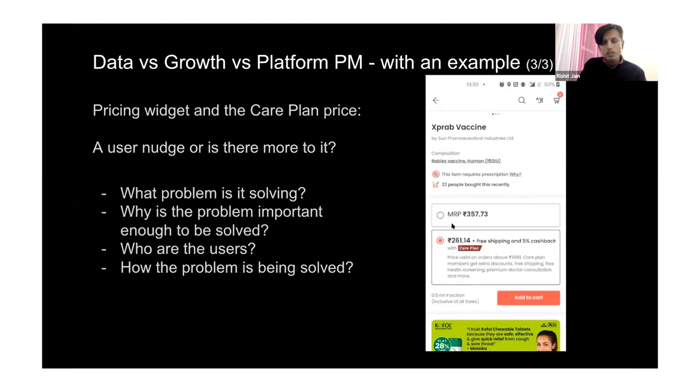Who are the users? Again, the user set in this case remains the same, which are B2C users who have a need for medicine. And they are discount seeking users or sensitive to price. And how is the problem being solved? It's being solved through user nudges over a period of time. To come up with this nudge and then identify whether something like this would have worked or not, you run an experiment and you do an A/B test where you say, okay, I have a version without this price, I have a version with this price.